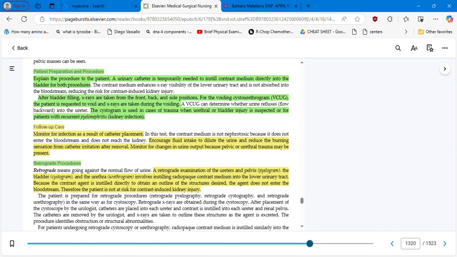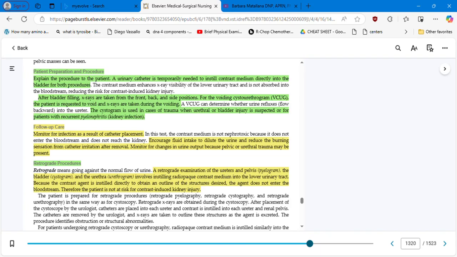Explain the procedure to the patient. A urinary catheter is temporarily needed to instill contrast medium directly into the bladder for both procedures. After the bladder is filled, X-rays are taken from the front, back, and side positions. For the voiding cystourethrogram, the patient is requested to void, and X-rays are taken during the voiding.